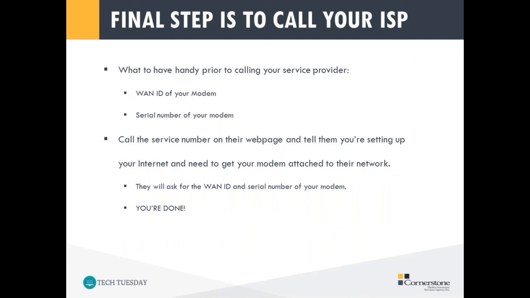The final step, however, is to call your ISP. And this is what I mentioned to do before you actually bought your router modem combo, just to make sure that your devices work within your network at least. Things to have handy prior to calling your service provider are the WAN or WAN ID of your modem, and also the serial number of your modem. Those are the two things they're going to ask you about when you call in and you're trying to set up your connection, because those are the two things they have to record in order to give your modem access to your network. Once they have those two pieces of information verified, it should fix everything and your internet should be all set up.